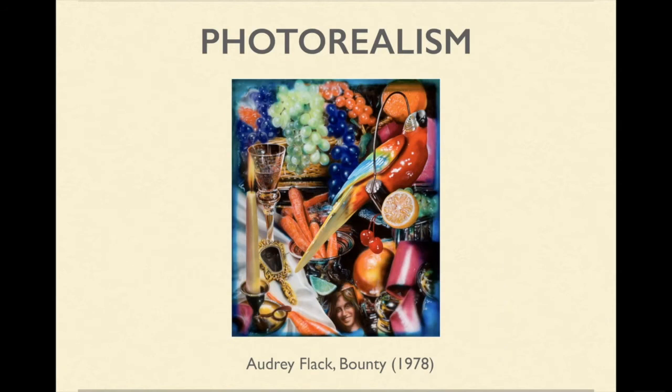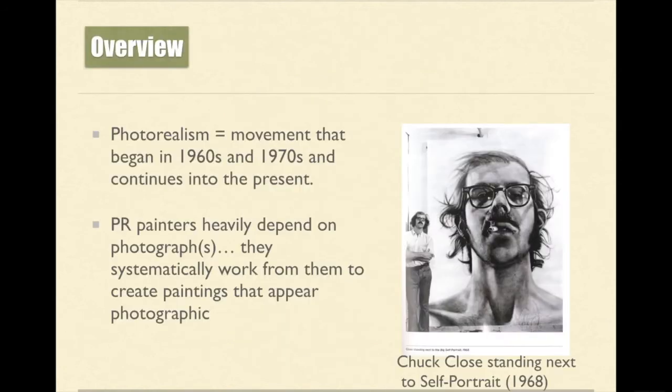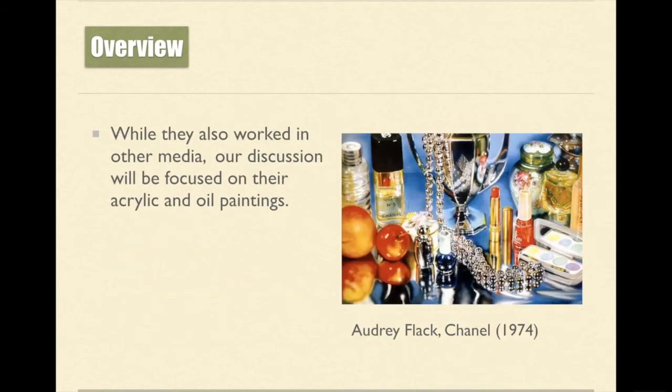Okay, so we're first going to talk about the photorealism movement. And the photorealism movement happened during the 1960s and 70s, and it continues into the present. And this is a group of artists that depended on photographs. They worked systematically from them, and they made paintings that looked photographic. So artists of the photorealism movement worked in a variety of media, including oil and acrylic painting, printmaking, and drawing. But since this is a painting class, we're going to be focused on the paintings.